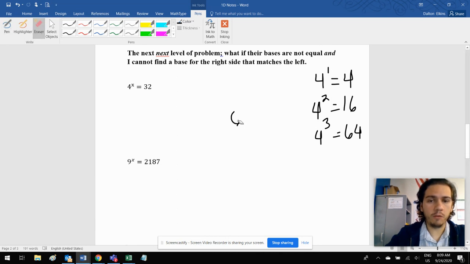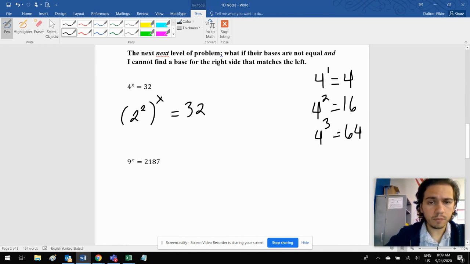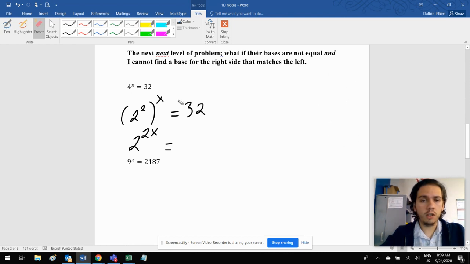So I'm going to take this 4 and rewrite it as 2 to the power 2. And again, that's also raised to the power x. And that's equal to 32. So here's a 1A thing: if I take a power and I raise it to another power, I multiply these two numbers. So I get 2 to the power 2 times x. Okay, now let's look at two different exponents and see if we can get it equal to 32.